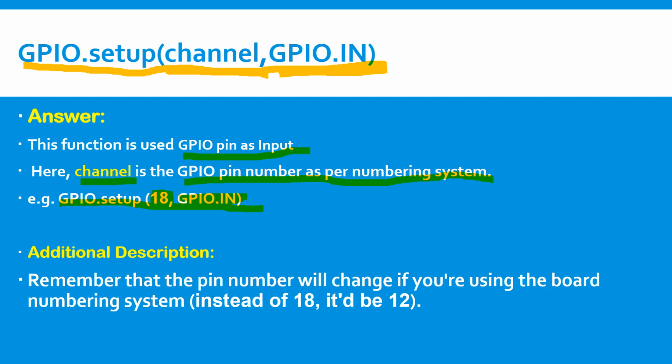Remember, pin number will change if you are using the board numbering system. If we are using the board numbering system, that is nothing but physical pin numbering system, then instead of 18 I have to write 12, because GPIO pin number 18 is nothing but physical pin number 12. So this is how we have to change if we are using the board numbering system, that is physical numbering system.